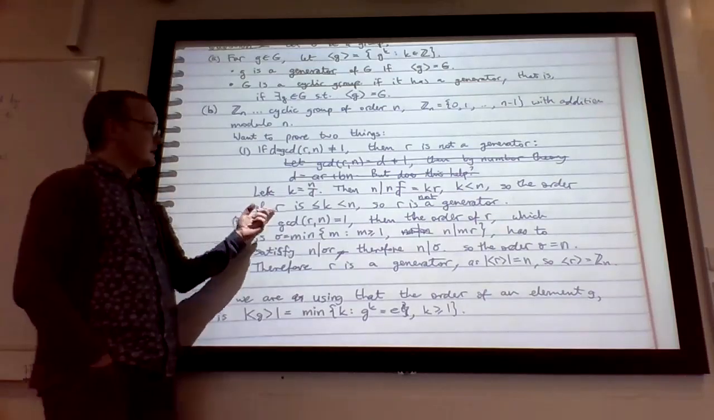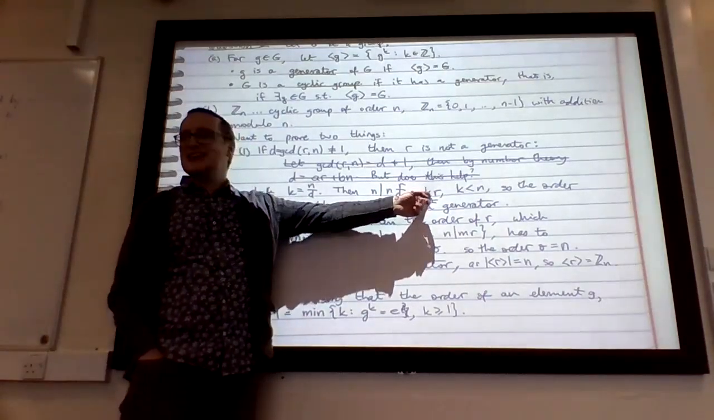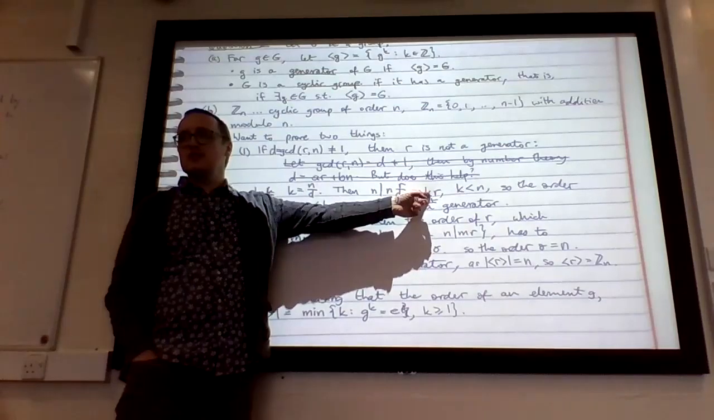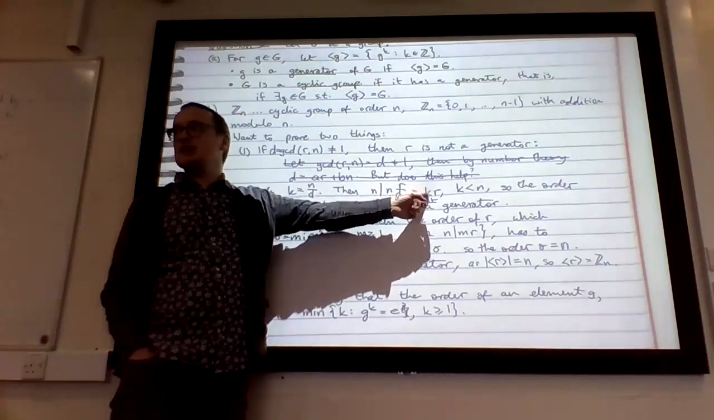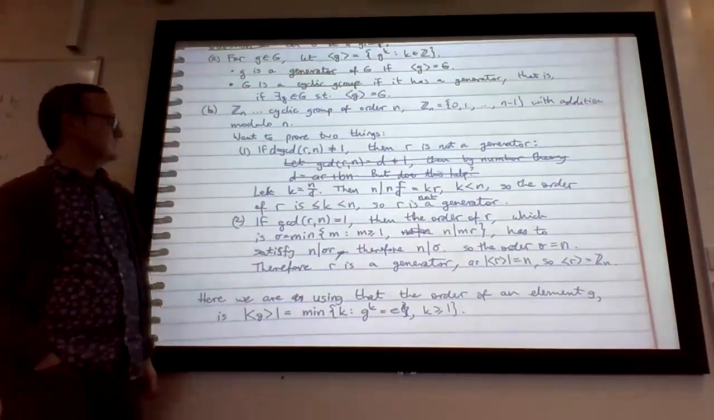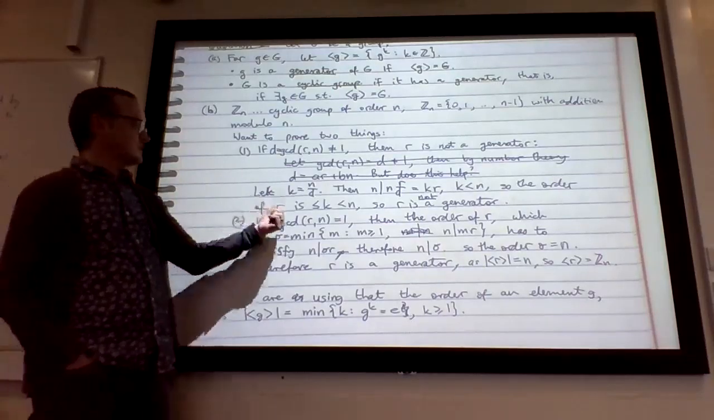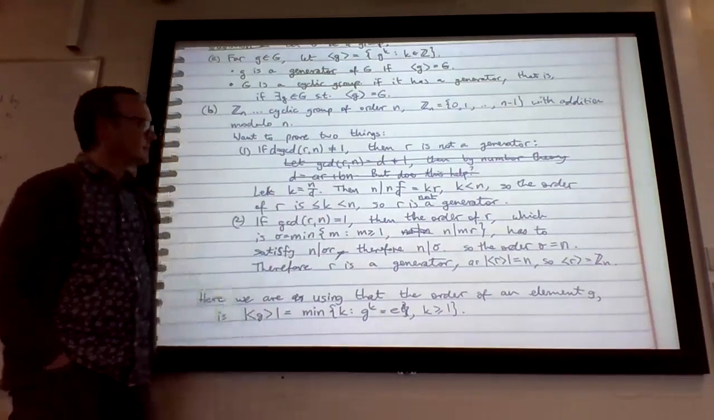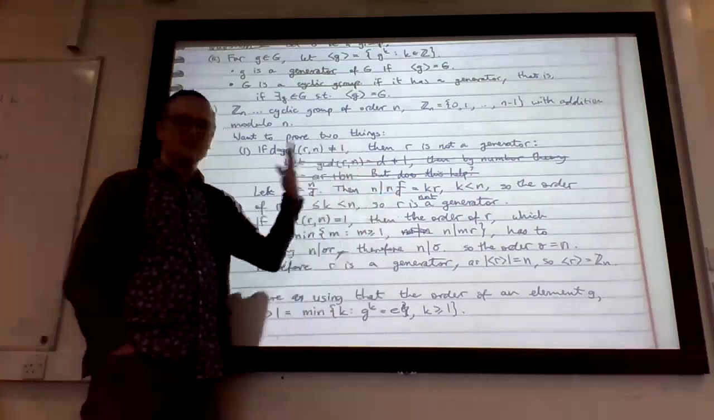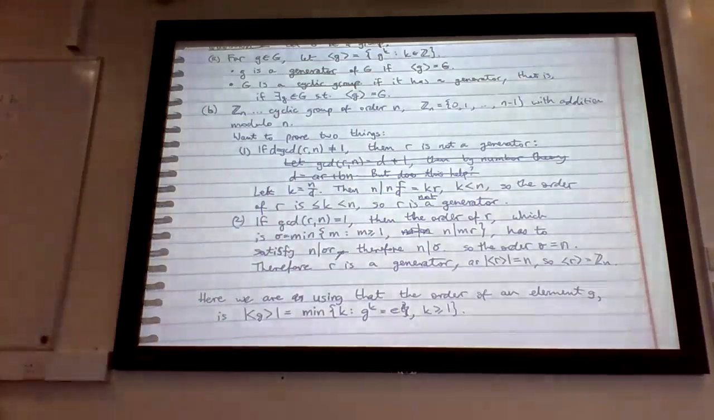So the order, now yeah, we haven't proved that the order is k, but we proved that the order has to divide k. So it's certainly less than or equal to k, and this is strictly less than n. So r is not a generator, because its order is too small to generate the whole group.